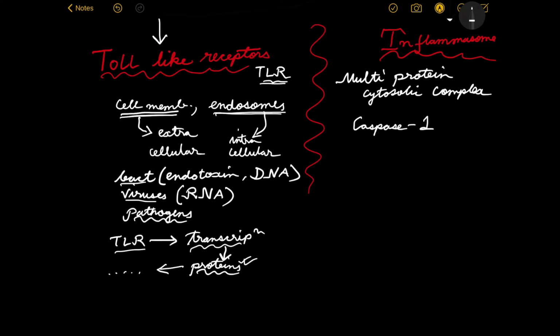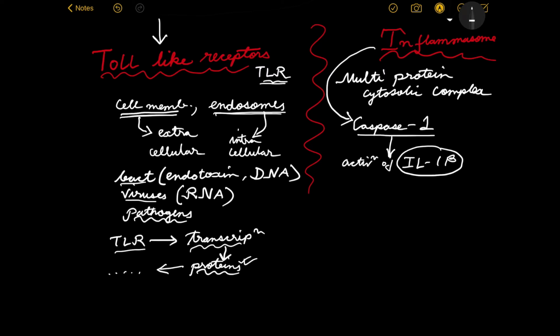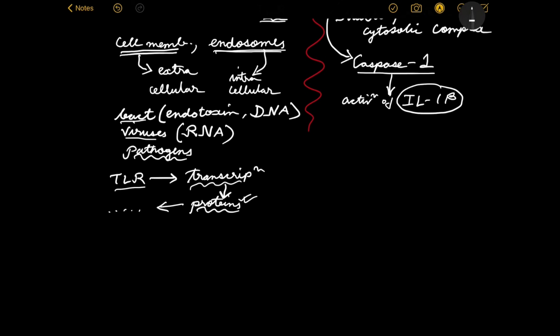Caspase 1. This caspase 1 will later lead to the activation of interleukin 1 beta. So inflammasomes will actually activate the caspase 1 enzyme. They will then lead to activation of interleukin 1 beta. We will later find that interleukin 1 beta is a very potent mediator of inflammation, and thus it's no surprise that inflammation will initiate, right?